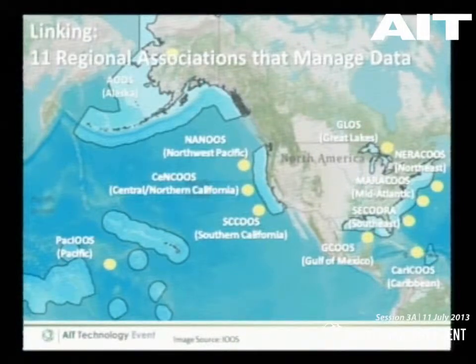So you can see the different regions here. There's one in Alaska, one in the north, central, and southern west coast of the U.S., one for the Pacific Ocean, another on the East Coast. There are 3 of them, north, central, and south. There's another one for the Great Lakes, the large body of fresh water in the northern part of the U.S., the Gulf, and then also in the Caribbean.